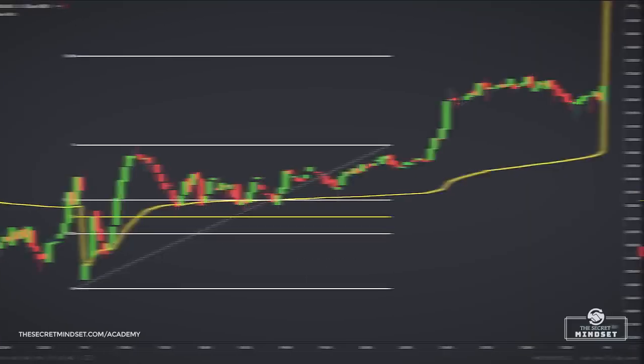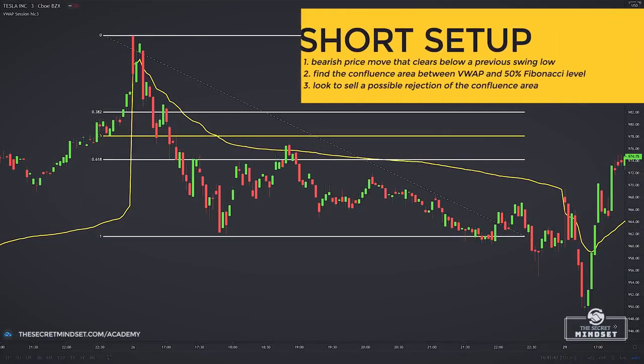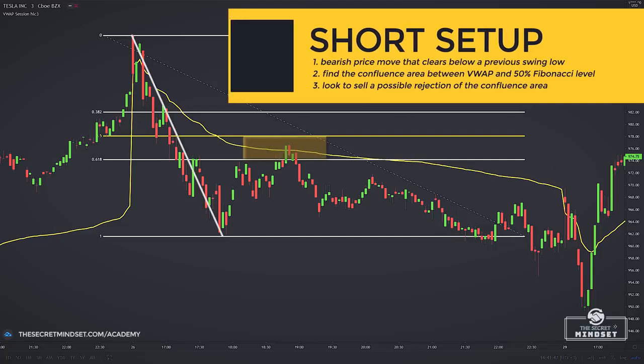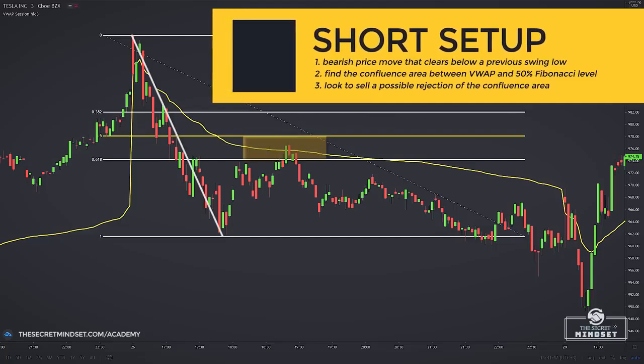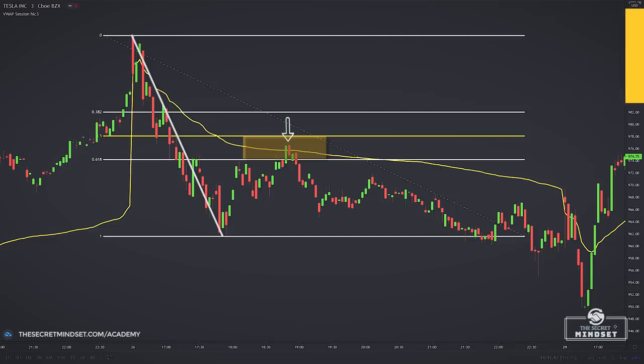For a short signal, look for a bearish price move that clears below the previous swing low with strong momentum. Mark out a retracement zone between the 50% and the 61.8% of the price move. And if the price rises to the retracement zone and the VWAP offers additional resistance, we aim to sell a possible rejection of that area.